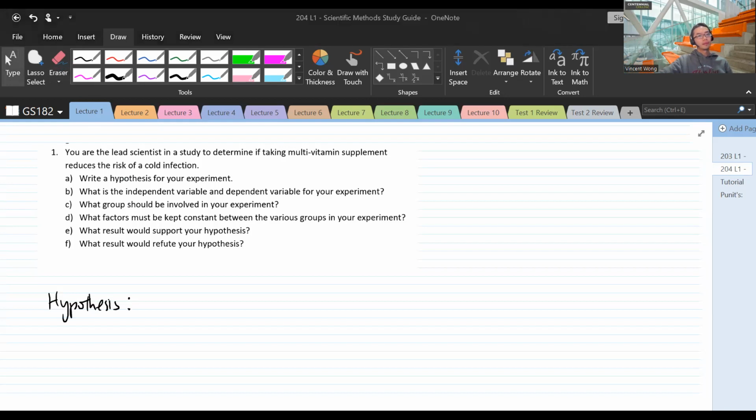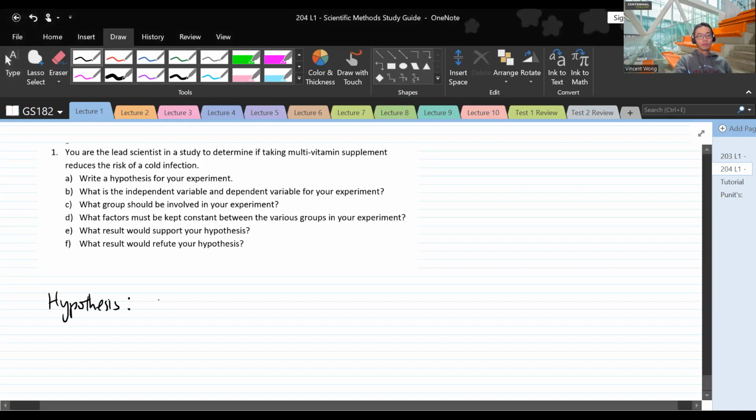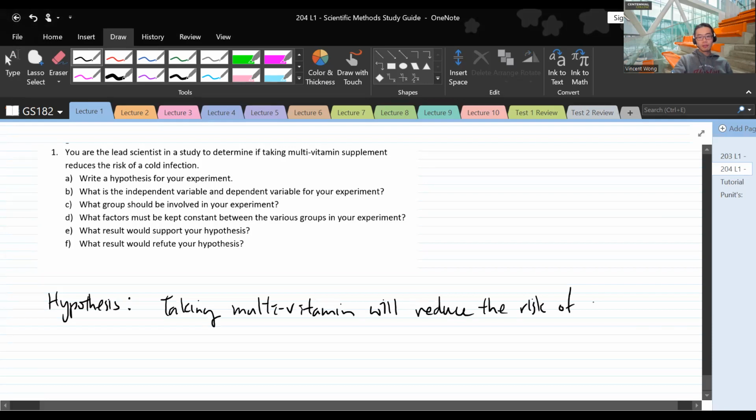Using a multivitamin may reduce the risk of catching a cold infection. Right. So taking multivitamin will reduce the risk of a cold infection. Okay.